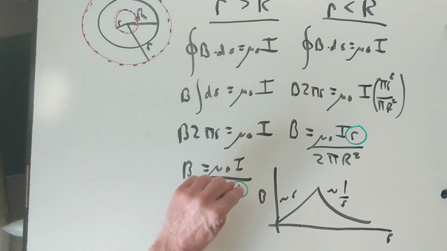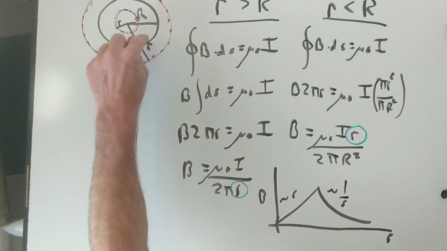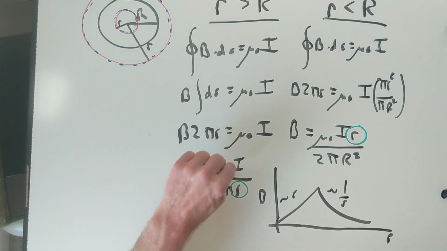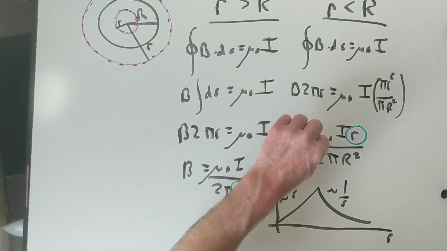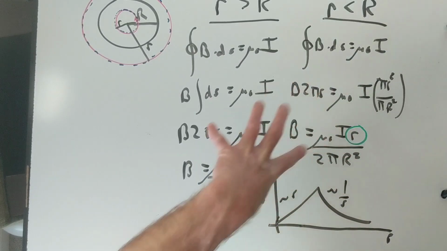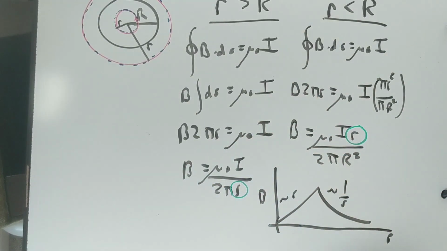Now, if you notice, at the position capital R, in other words, when I'm at the radius of the wire, this would be mu naught I over 2 pi big R. And this would be mu naught I big R over 2 pi big R squared, which cancels the R's, and they turn out to be the exact same thing. So it is continuous at this point.